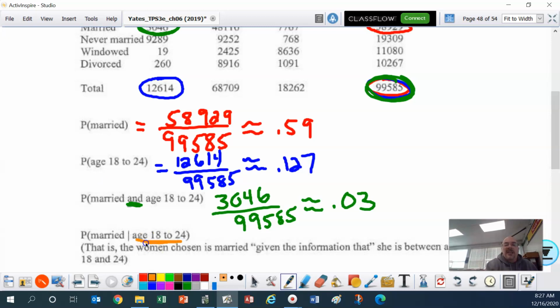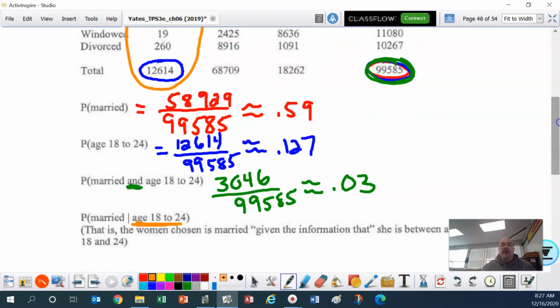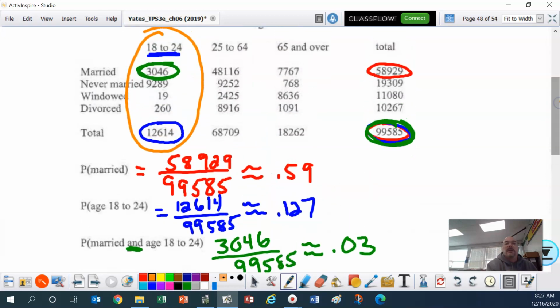We look at this age group only. I don't care about the rest of the table. That age group only, and they're married.